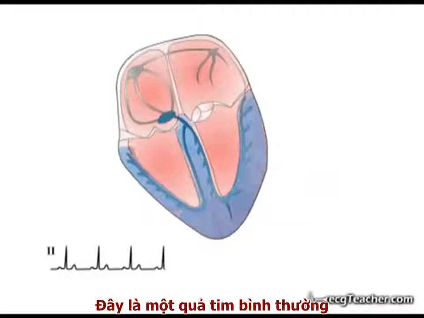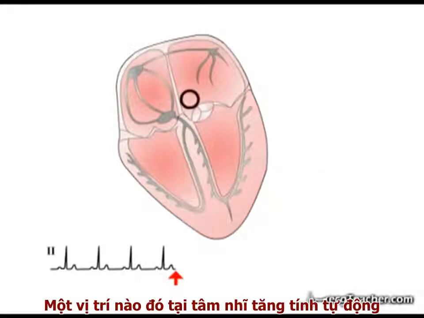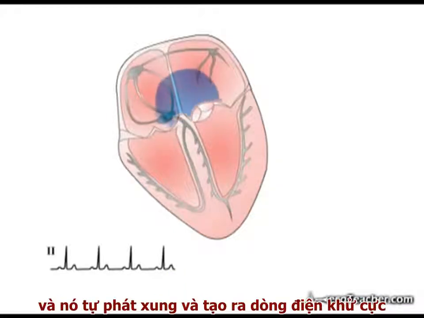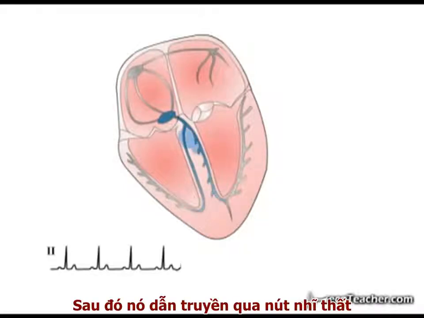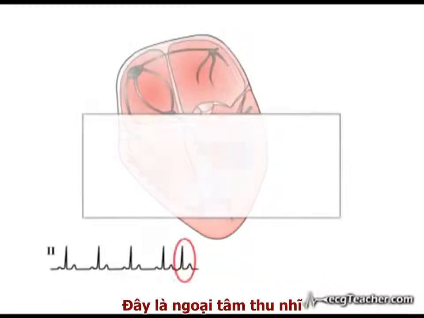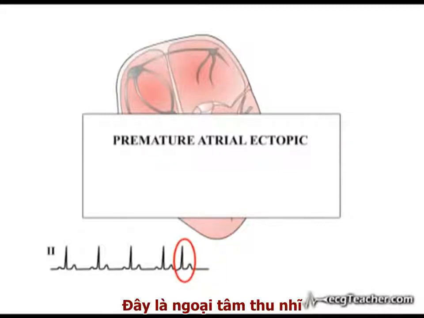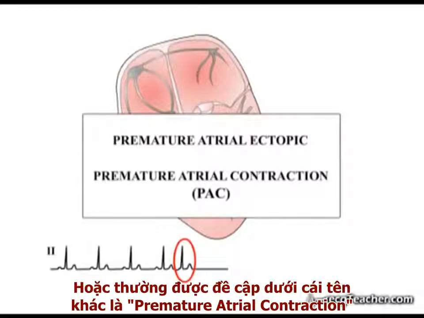This is a normal heart, and it is in sinus rhythm. At this point, a region of the atrium has developed enhanced automaticity and has discharged a depolarizing current. Initially, it triggers atrial depolarization. The wave is transmitted by the AV node into the ventricular conducting system, triggering ventricular depolarization. This is a premature atrial ectopic, or as it is frequently referred to, a premature atrial contraction.